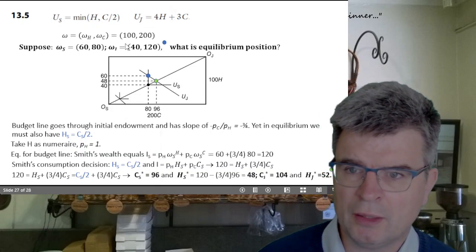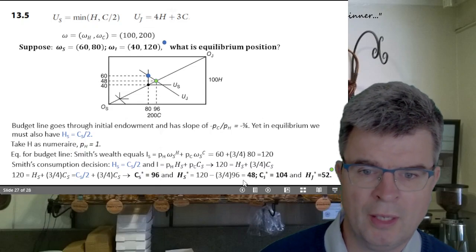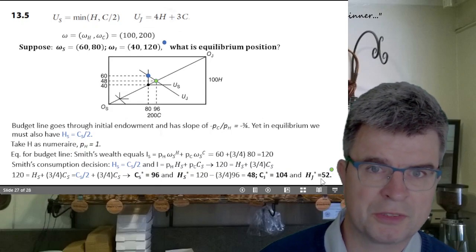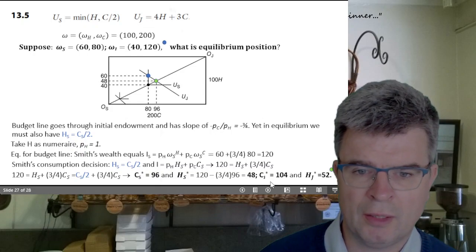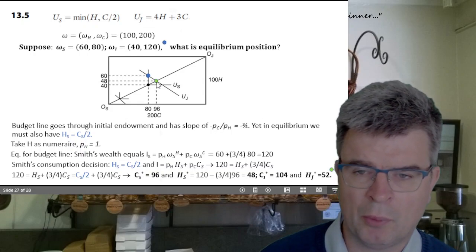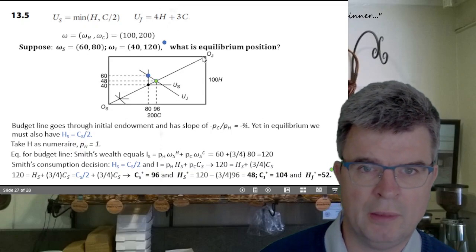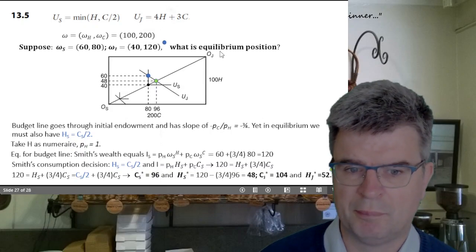And given that we have an economy with 100 slices of ham in total, if in equilibrium Smith consumes 48, then Jones necessarily will consume 52. And this equilibrium allocation is the point, the green dot over here. And you can see that this is the point of intersection of our budget line with the Pareto efficient set. And that solves question C.